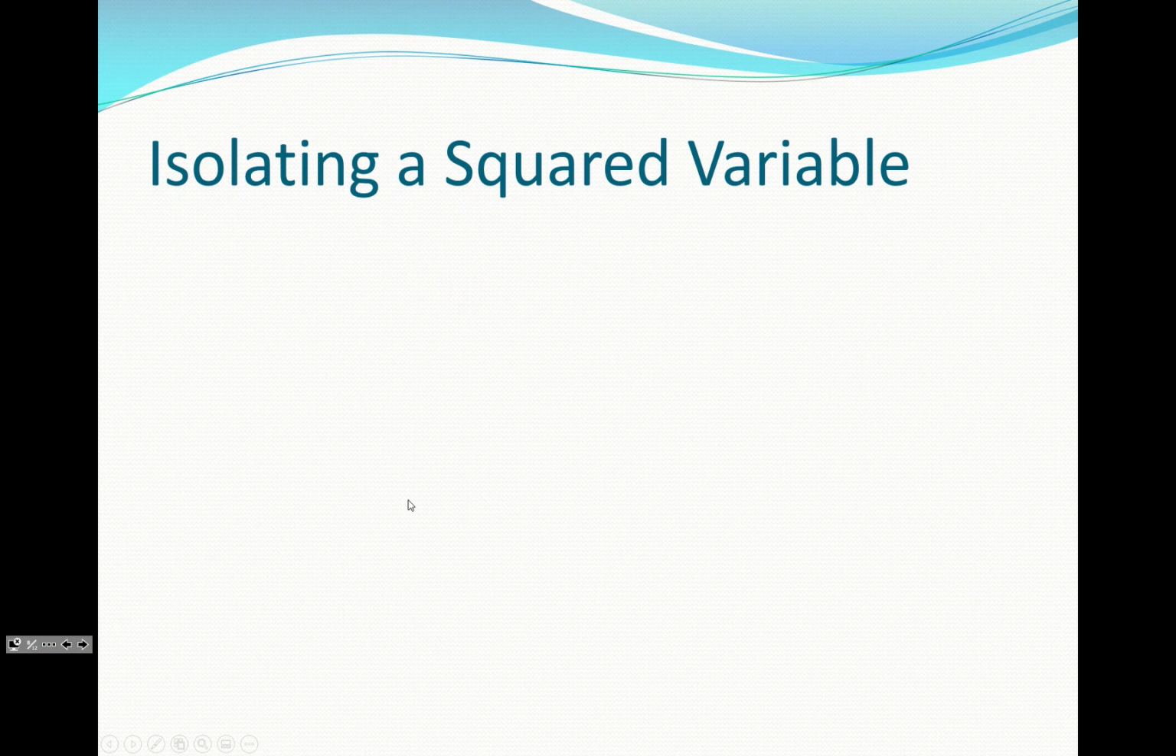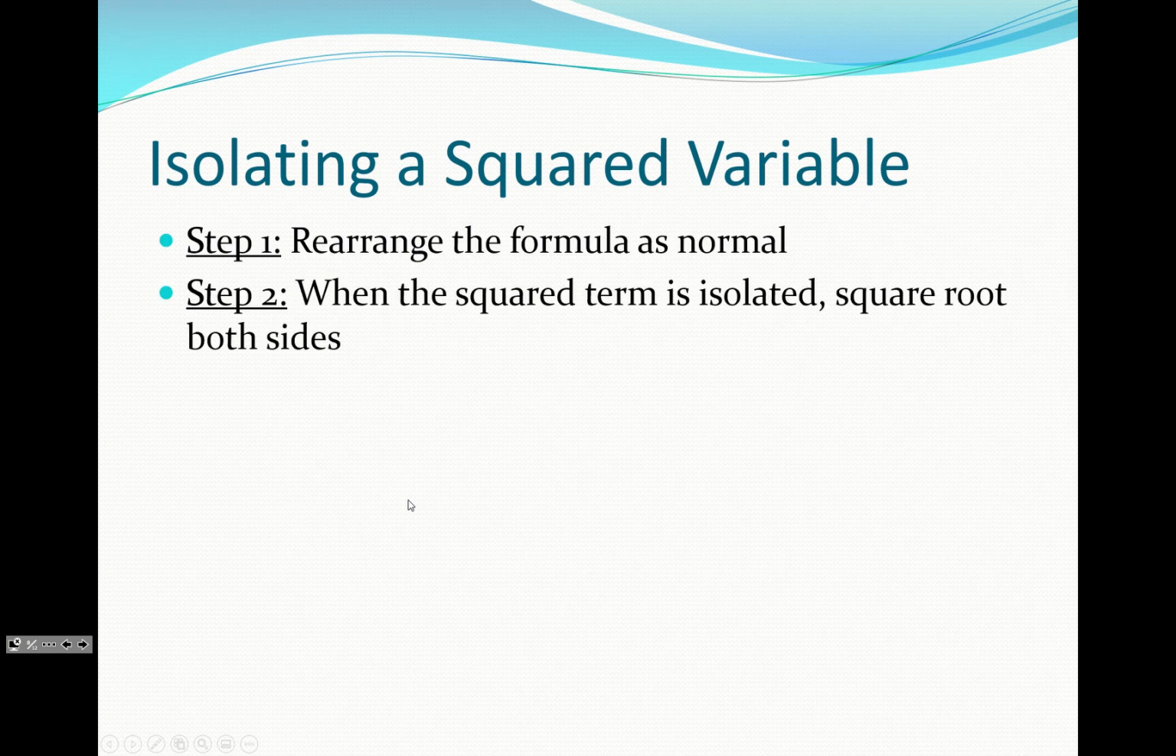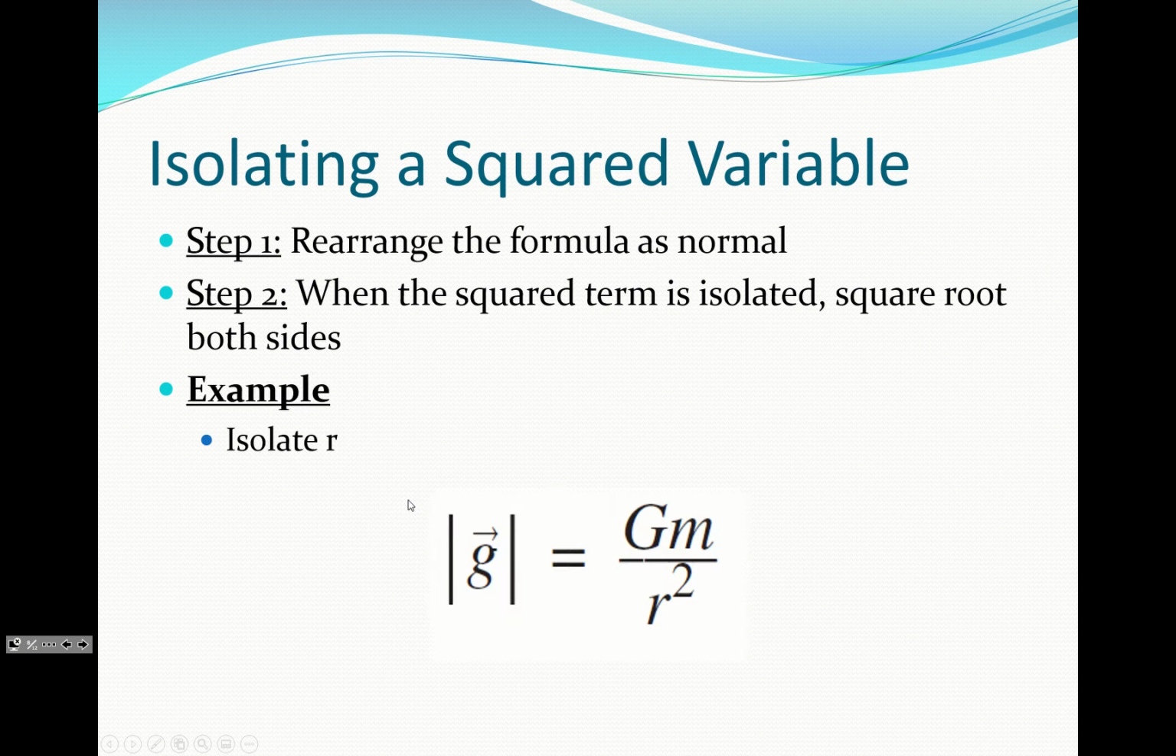Okay, so the last two situations that we see is, well, one of them is isolating a squared variable. So rearrange the formula as normal. When the squared term is isolated, square root both sides. So this is our example here. So let's do that example.